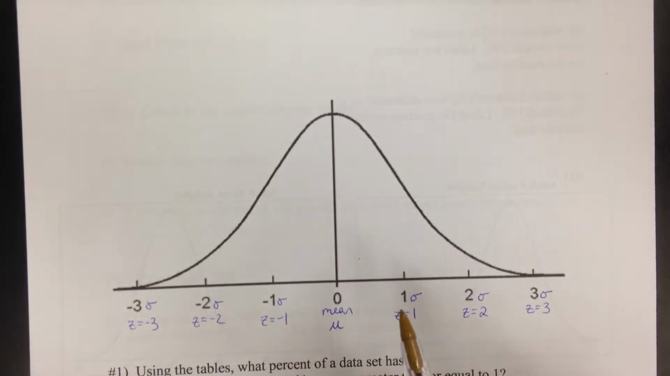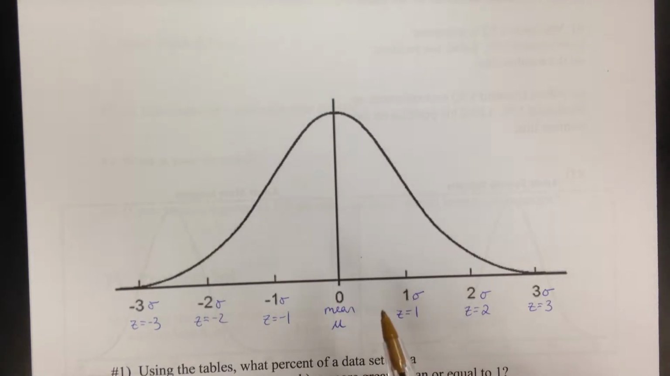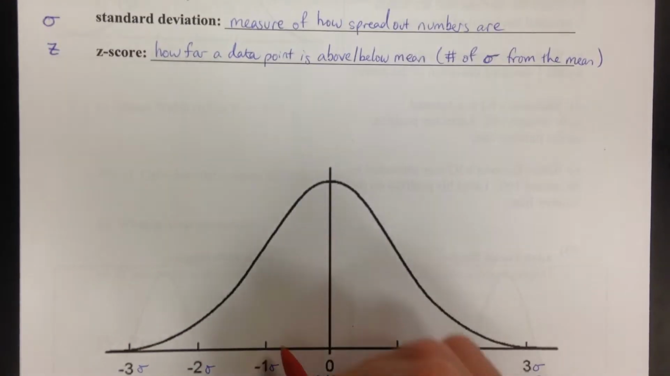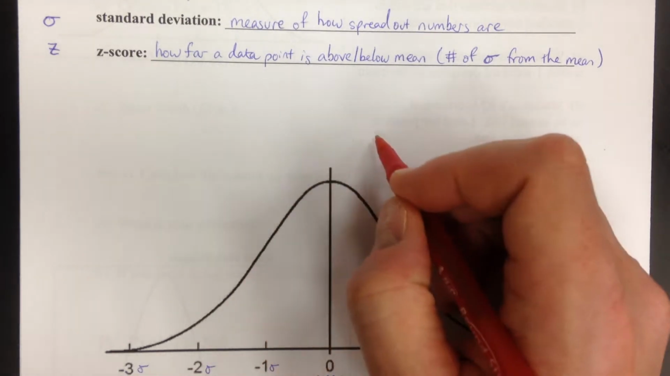Okay? Now something happens here with a standard normal distribution curve that we know for a fact, that from -1 standard deviation to +1 standard deviation, and I'm going to come up here, we're going to draw this above.